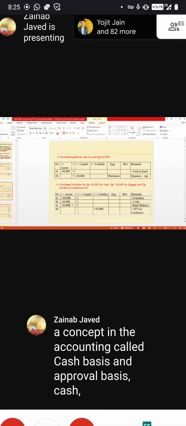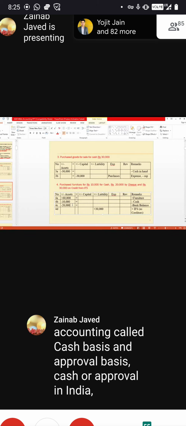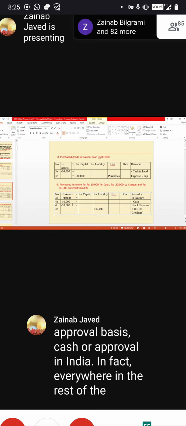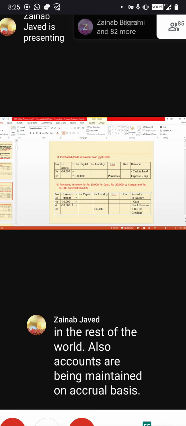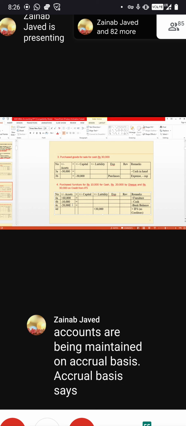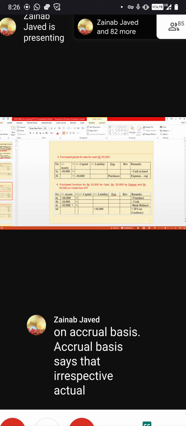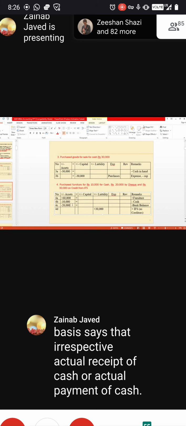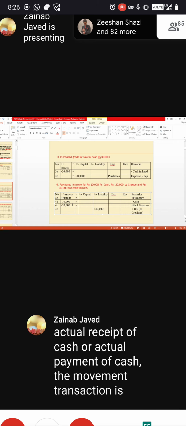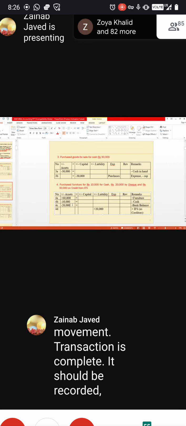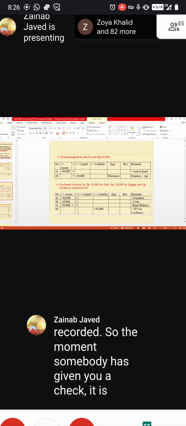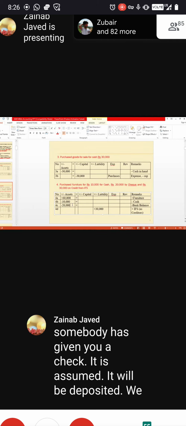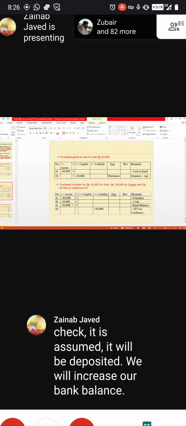Cash or accrual. In India, in fact everywhere in the rest of the world also, accounts are maintained on accrual basis. Accrual basis says that irrespective of actual receipt of cash or actual payment of cash, the moment a transaction is complete, it should be recorded. So the moment somebody has given you a check, it is assumed it will be deposited. We will increase our bank balance.